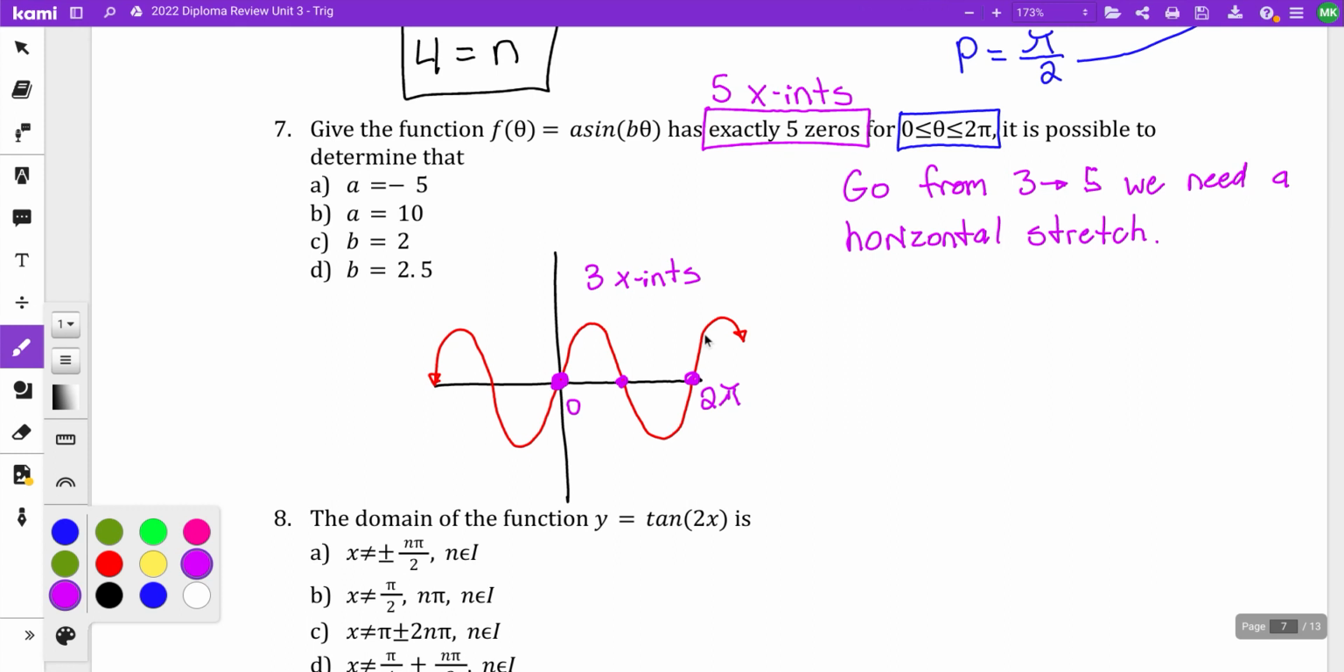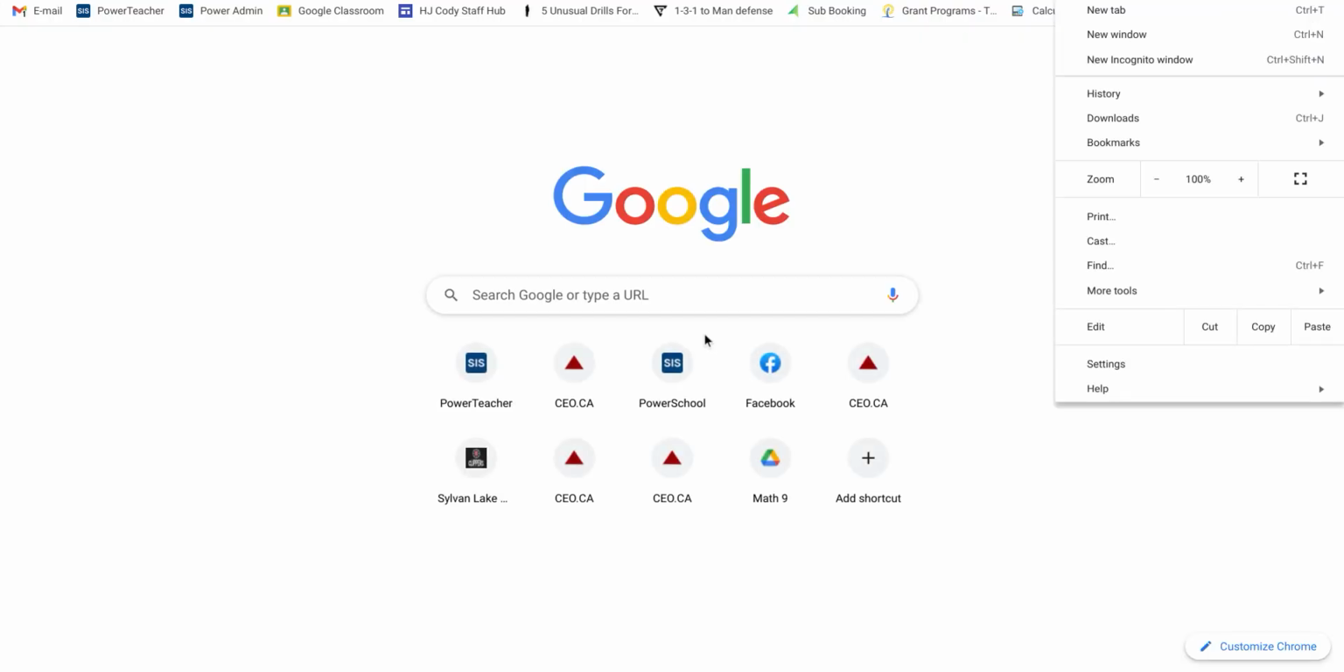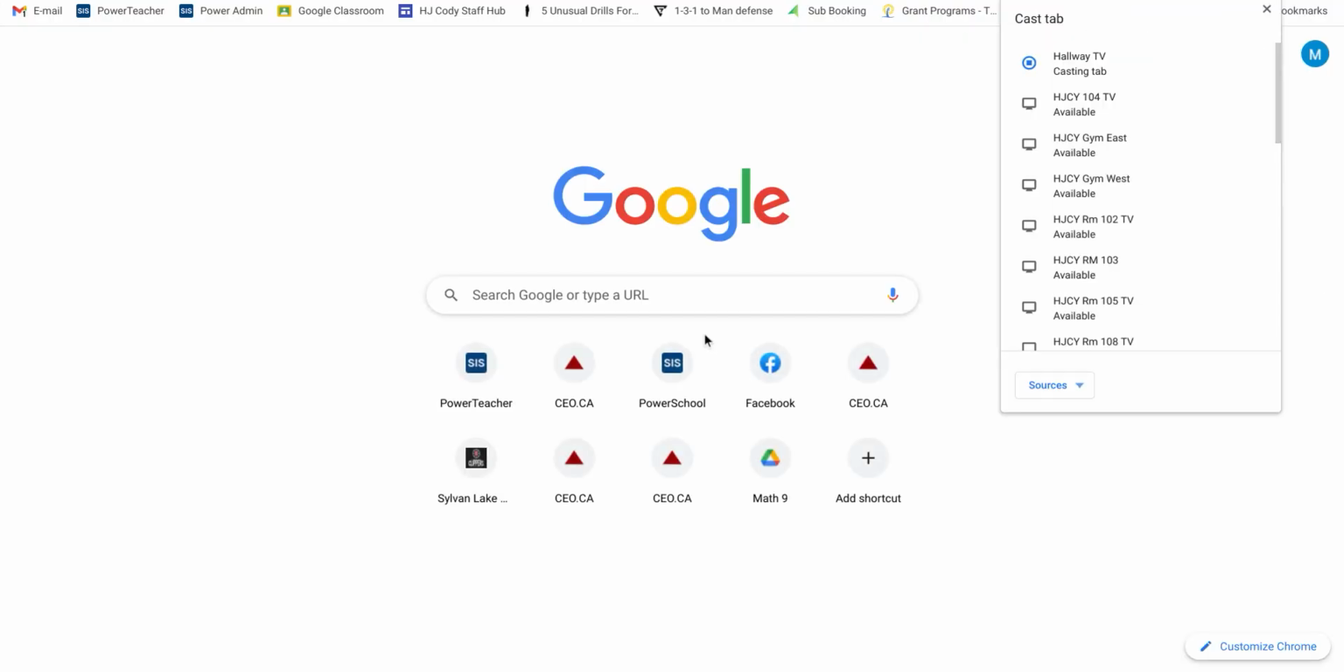Perfect. Look at the answers. That means there's only two answers to look at: C or D. What I would do is test both of those, graph them, and see how many x-intercepts you end up getting with a b value of 2 or a b value of 2.5. Considering we haven't graphed a trig function at all, it's probably a good thing to practice right now. So you want to take out your calculator. We can try graphing this.